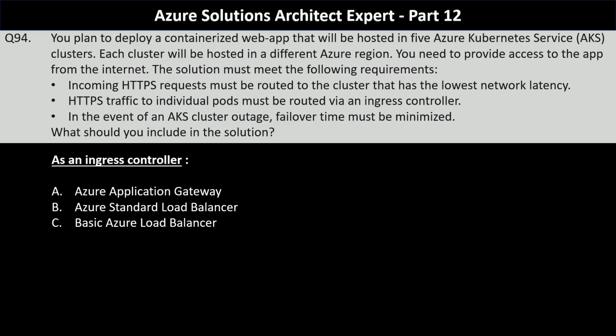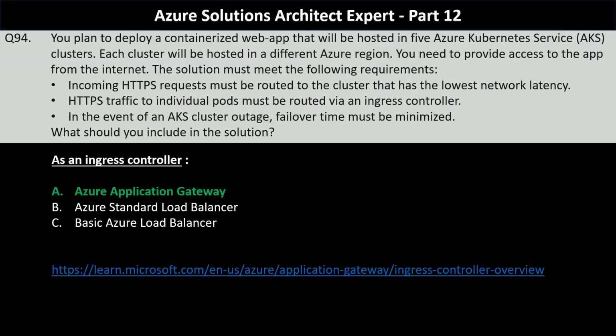Now, the next part of the question is talking about the ingress controller. What should you include? Your options are Azure Application Gateway, Azure Standard Load Balancer, Basic Azure Load Balancer. And folks, Azure Application Gateway is the correct choice here. Azure Application Gateway can function as an ingress controller for AKS using the Application Gateway Ingress Controller. It supports secure HTTPS traffic routing and integrates with AKS for pod level traffic management. Application Gateway includes health probes to monitor backend health and automatically reroutes traffic in case of failures, ensuring high availability.